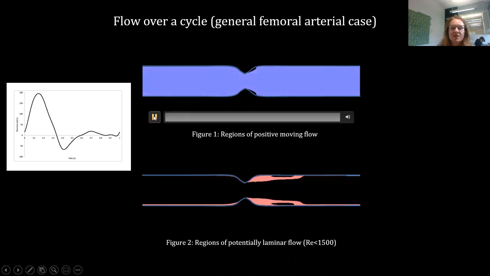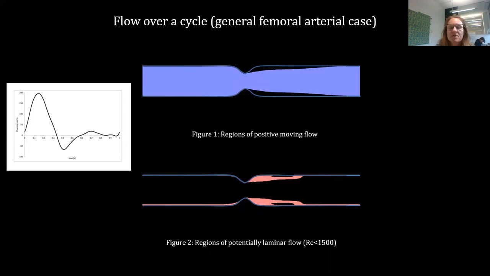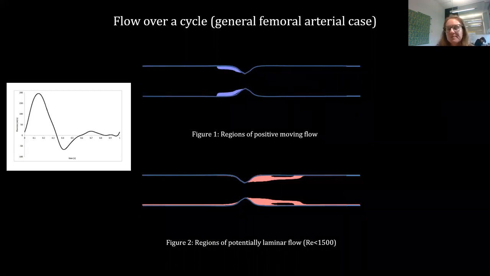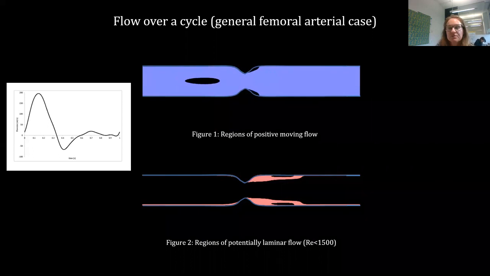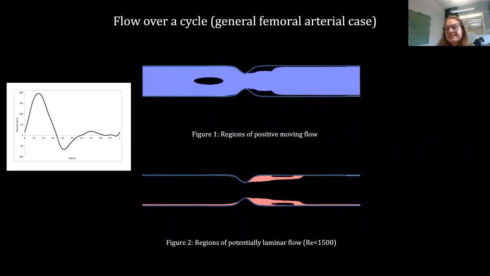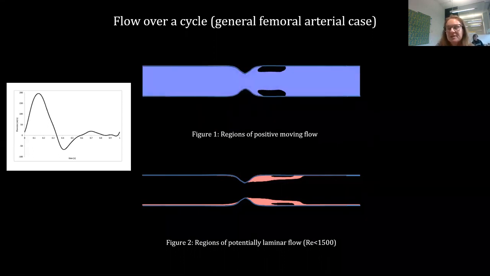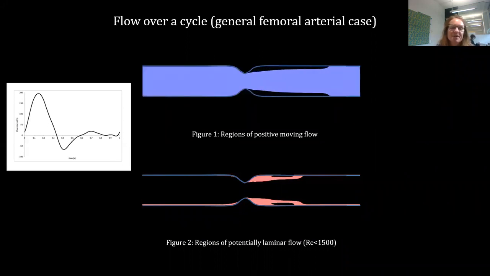Hopefully you'll be able to see these animations. In the top one, what I've done here is just shown where if it's blue, then the flow is moving in a positive direction, which is left to right. And if it's black, then it's moving right to left. This is just a very idealized geometry, with a stenosis in it that isn't particularly severe. But you can see how much flow variation there is across the geometry.